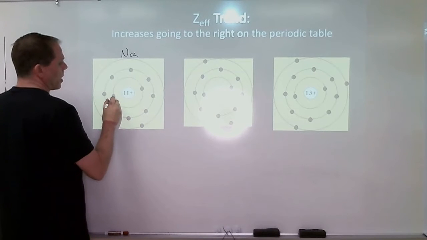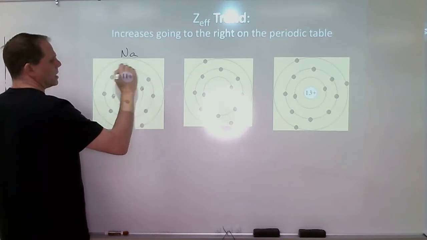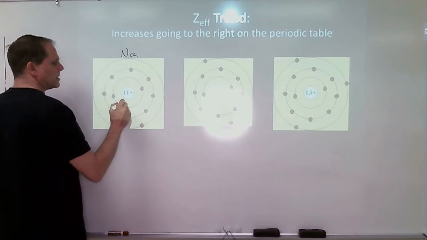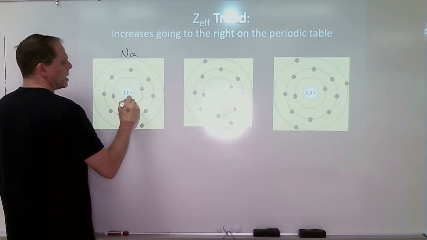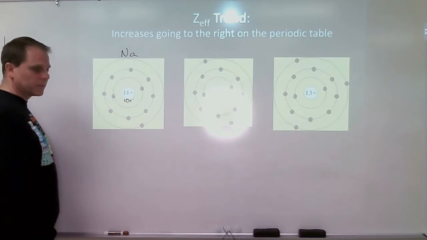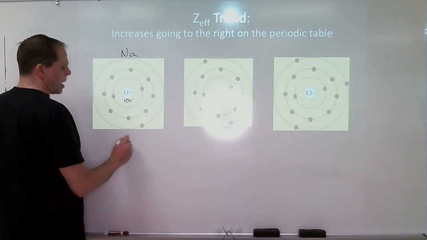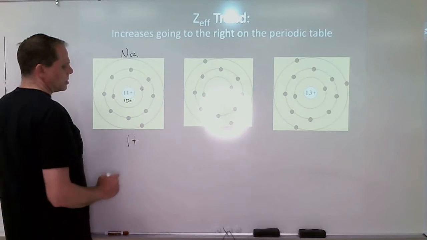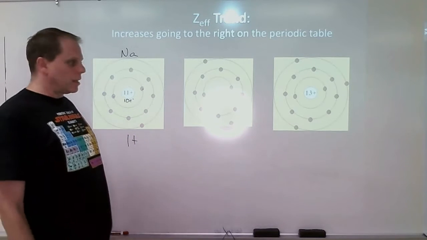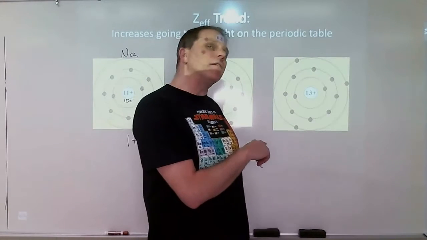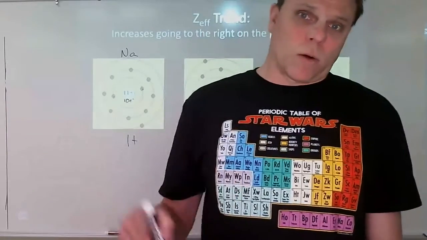All right, so I've got 1, 2, 3, 4, 5, 6, 7, 8, 9, 10. Okay, so I've got 10 electrons. Those are my, what I'm going to call, core electrons. And so if I take 11 protons and 10 electrons, I'm going to have an effective nuclear charge of 1. Okay, I told you that Zeff is equal to Z minus the core electrons.